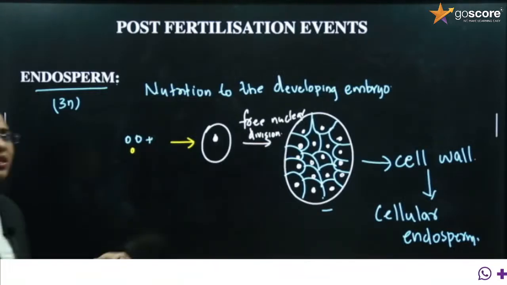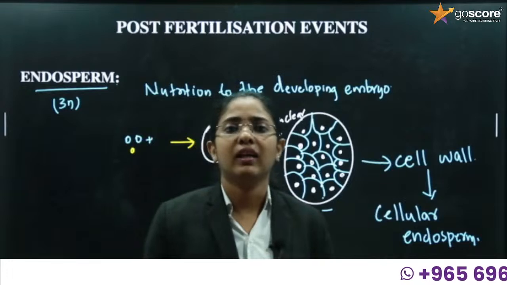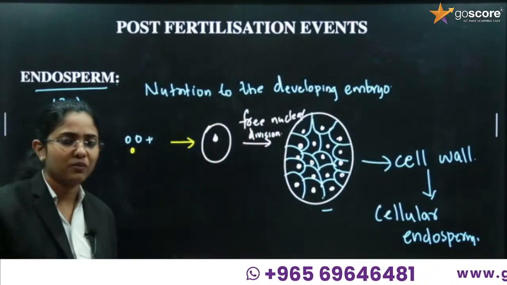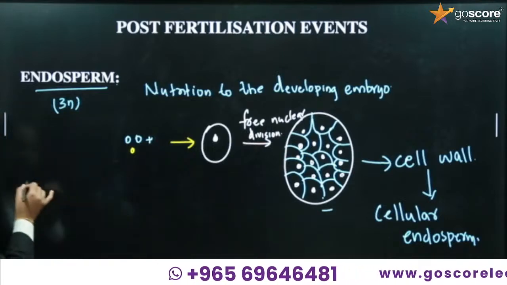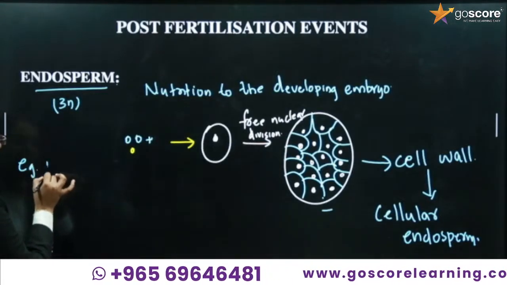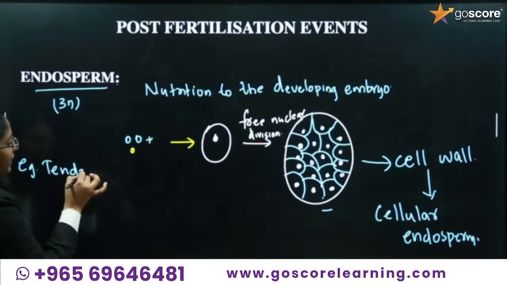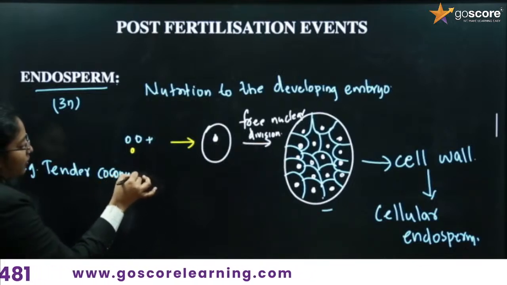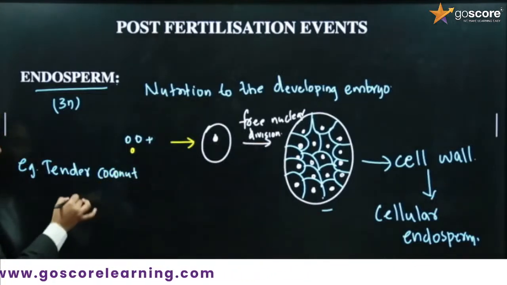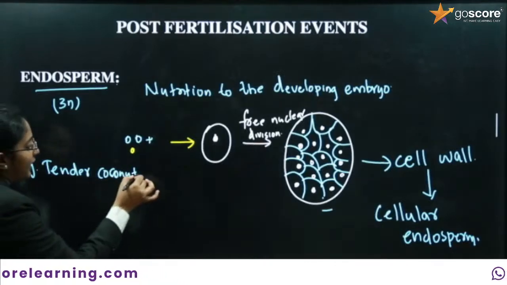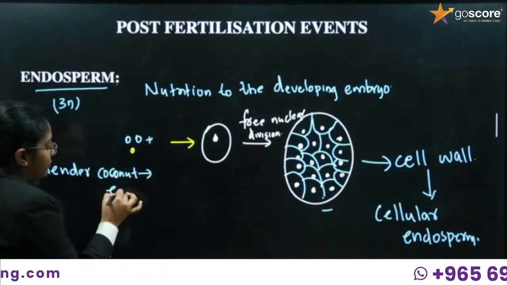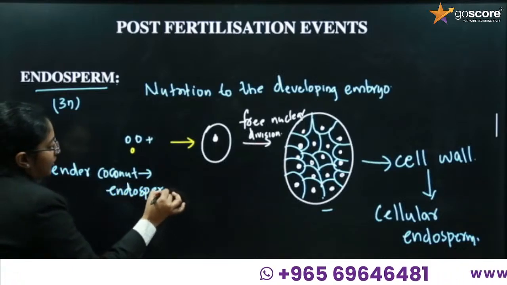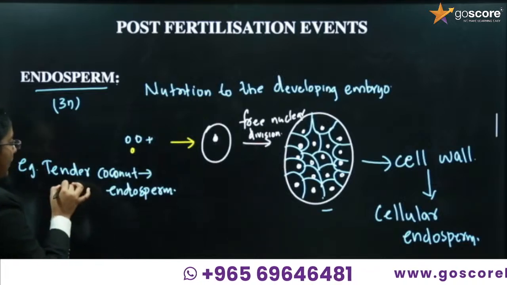Sometimes the endosperm is completely utilized by the embryo during its development. In some cases, it is not completely utilized. An example is tender coconut. You can find the water, and also you can find the white kernel. The white tender coconut inside can be considered as endosperm. The water is the free nuclear endosperm.